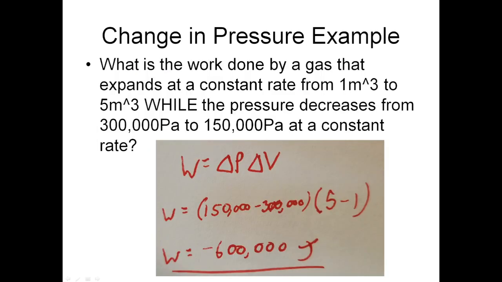Give me just a sec. Okay, there is one more quick example that I want to briefly look at.